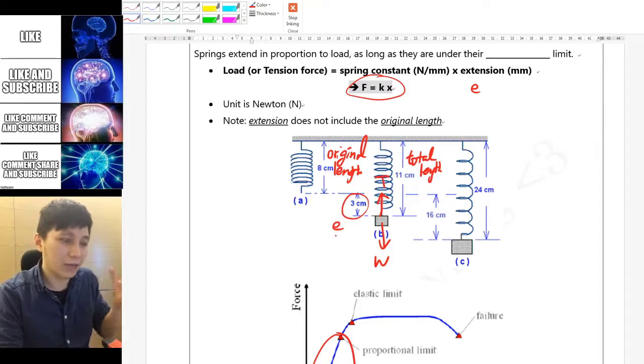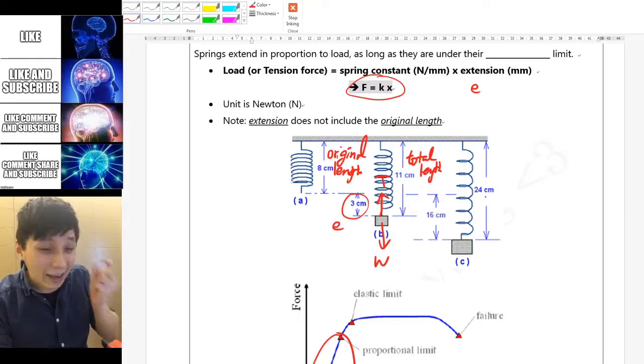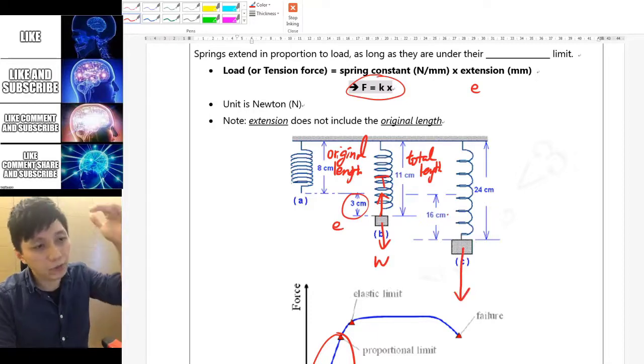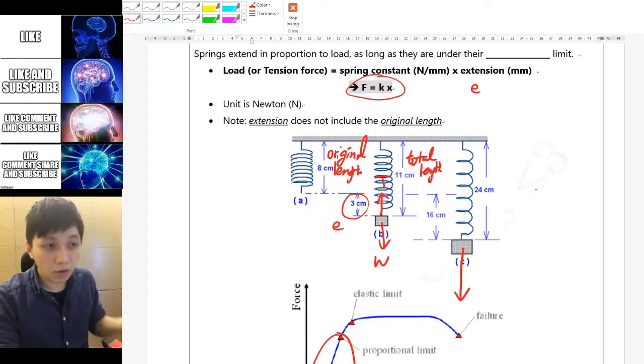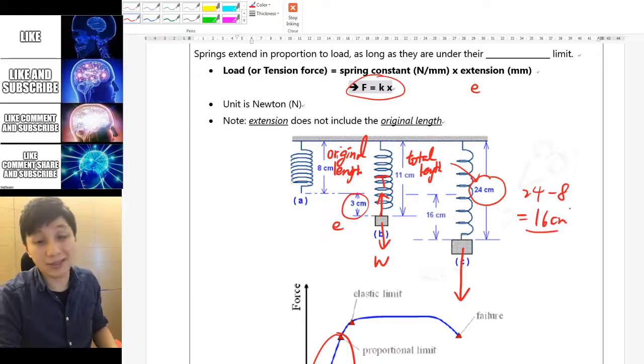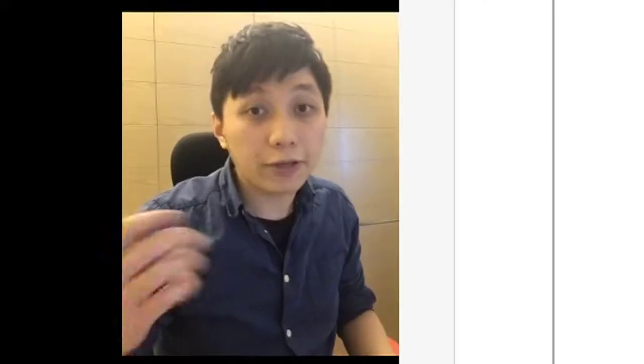So again, you can use either E or x to represent it. If you try to attach a heavier mass, then obviously the force will be greater, and therefore the extension will also be longer, since the total length will also be longer as well. So in this case, total length is 24. And if 24 minus 8, then you can get 16 cm. So this would then be the extension in this case. Very intuitive.